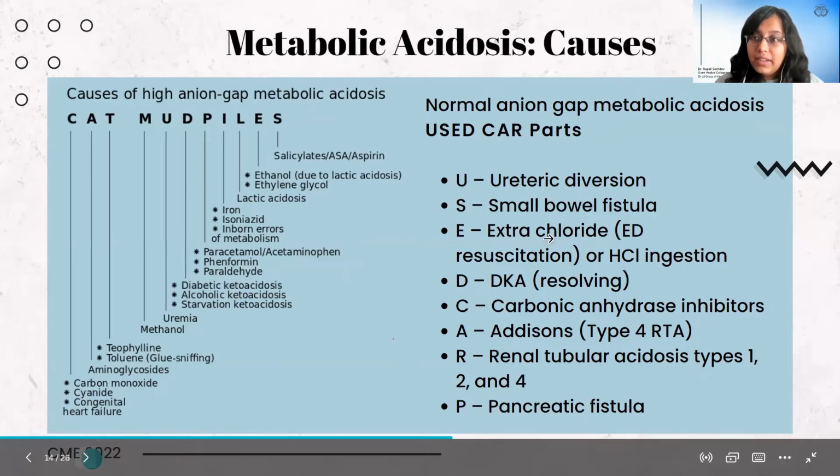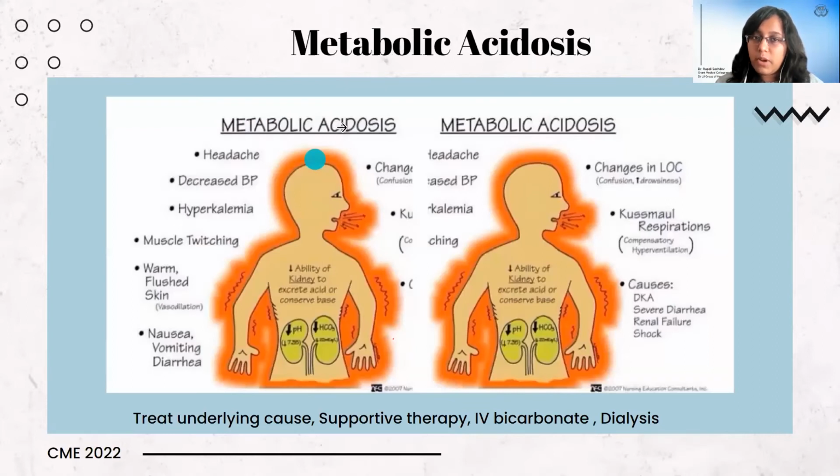Now, how do you identify on examination and history that the patient has metabolic acidosis? So these are the signs and symptoms. You'll get a headache, hyperkalemia, muscle twitching, warm skin, nausea, vomiting, diarrhea. Classically, a DKA patient comes with these symptoms. Changes in consciousness, mental changes, Kussmaul respiration. I sent a link on the group with videos of the different patterns of breathing, out of which you guys answered Kussmaul pattern. So that's seen in DKA, that's seen in acidosis, right?